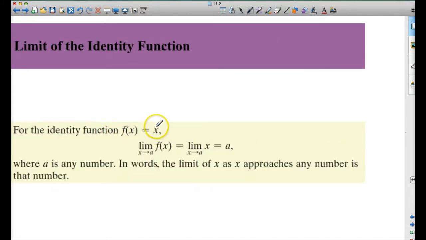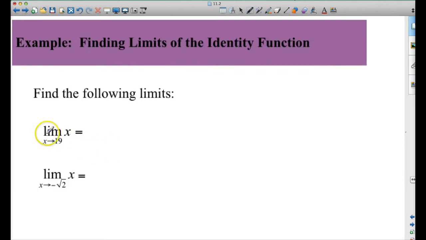Now, if a function is equal to the variable x, the limit as x approaches a is just a. So, for example, the limit of x as x approaches 19 is 19. The limit of x as x approaches negative square root of 2 is negative square root of 2.